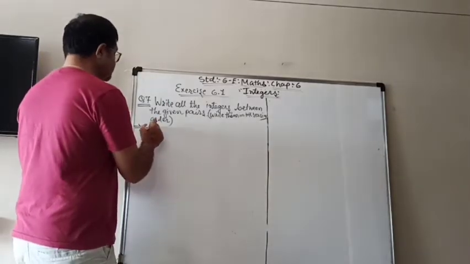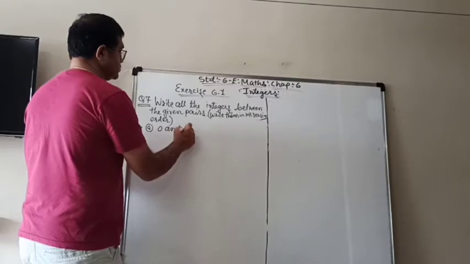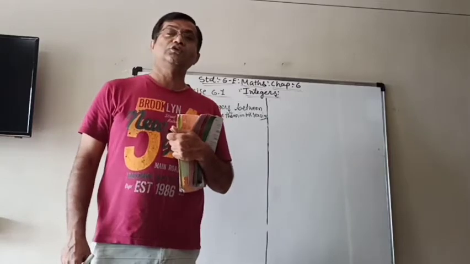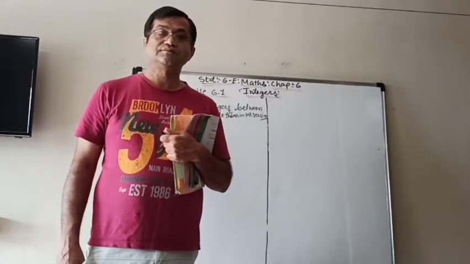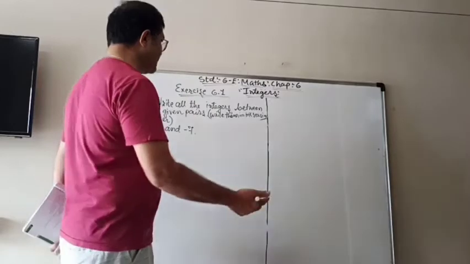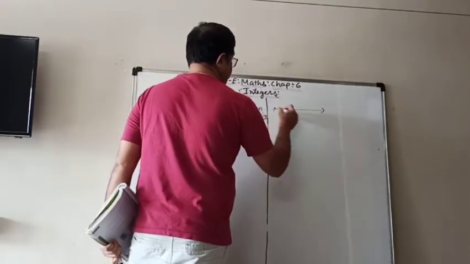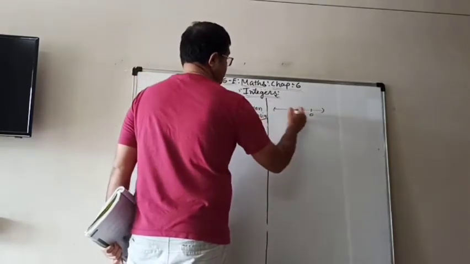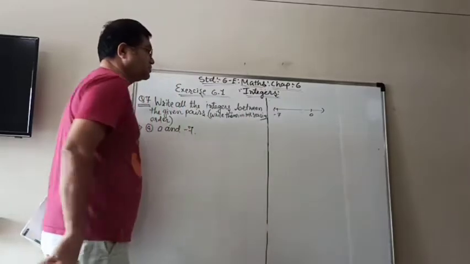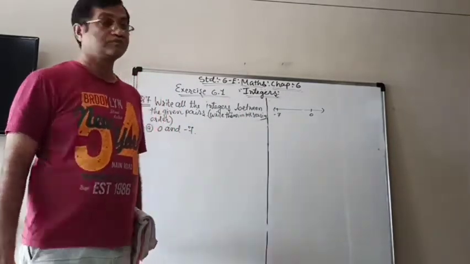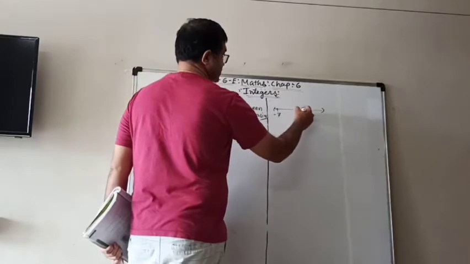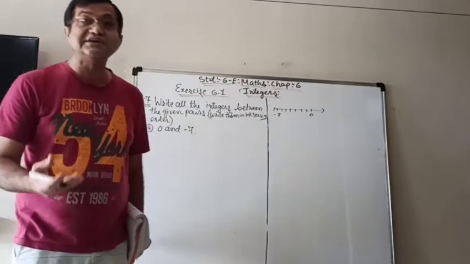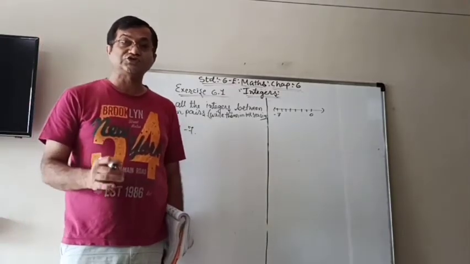First pair is 0 and minus 7. In this situation, you have to imagine a number line. If you can't imagine, there is a rough page, you can draw on your rough page. 0 and minus 7. 0 will be this side, minus 7 will be this side. So which numbers are there between them? Of course, from here, minus 1, minus 2, minus 3, minus 4, minus 5, minus 6.